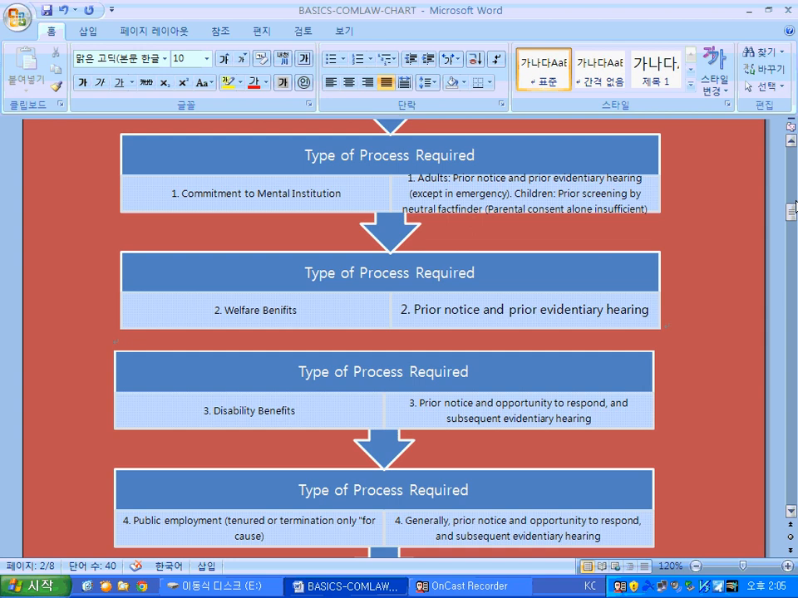As to welfare benefits, it is settled law that prior notice and a pre-termination hearing is required. About disability benefits, the court required a prior notice and opportunity to respond, as well as a subsequent evidentiary hearing, to satisfy the constitutional requirement.